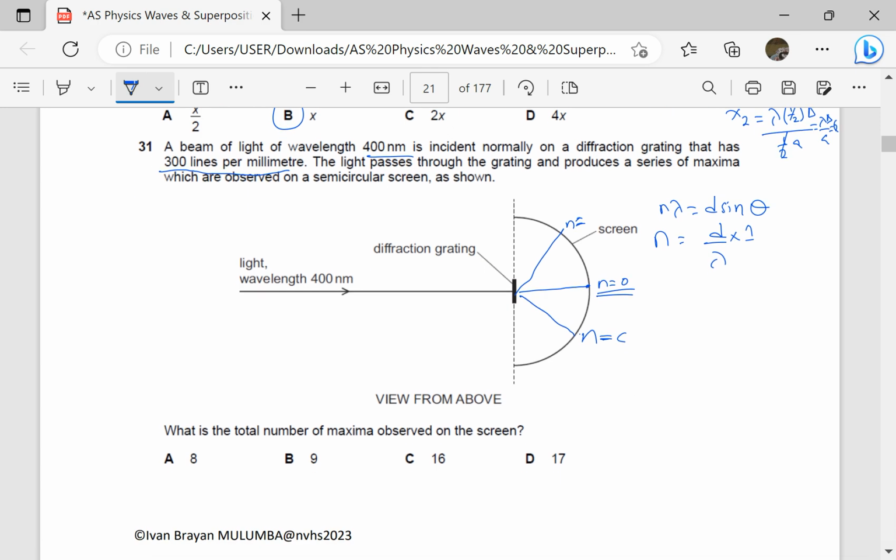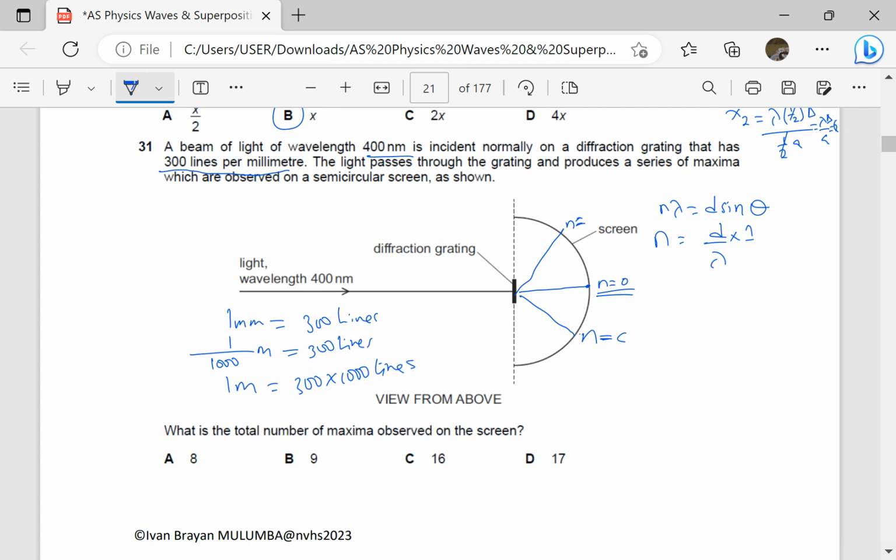Okay, so let's find n first. Before we find n, we have the number of lines: in 1 millimeter, there are 300 lines. Then how about in 1 meter? Remember 1 millimeter is 1 over 1,000 meters. So in 1 over 1,000 meters, there are 300 lines, which means 1 meter will have 300 times 1,000 lines. So the number of lines per meter is 300,000 lines.